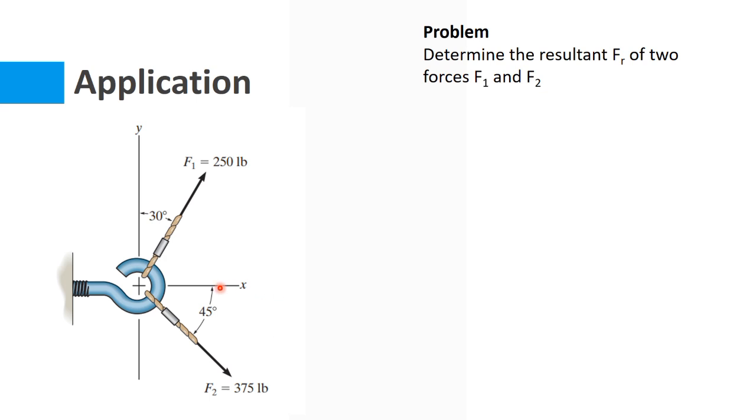What has been asked in this problem is that if we remove these two forces, what will be the effective force Fr, which will represent the resultant force acting on the hook. We have to find the magnitude of that resultant force Fr, and we have to find the direction of the force Fr.